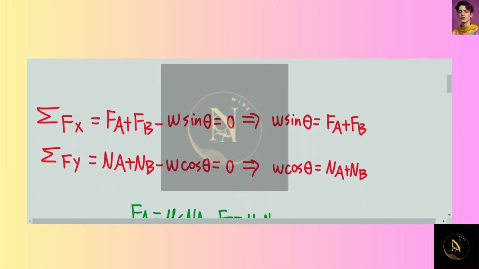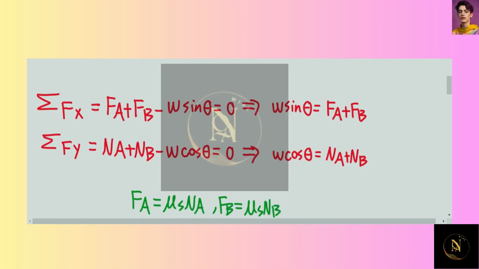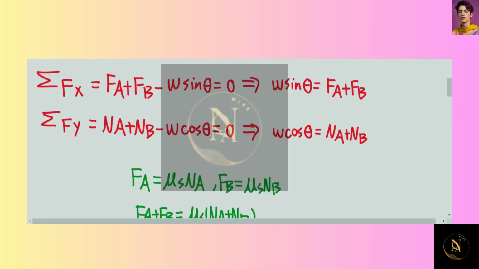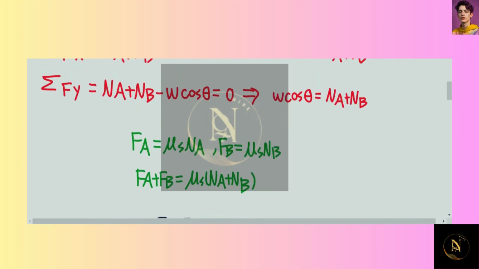The net force along the y direction is also equal to 0 since it's in equilibrium. Therefore, I have Na plus Nb minus W cosine theta is equal to 0, so W cosine theta is equal to Na plus Nb. Remember, the static friction at point A is equal to mu s Na, and the static friction at point B is equal to mu s Nb. Mu s here is the coefficient of static friction. Therefore, Fa plus Fb is equal to mu s times (Na plus Nb).